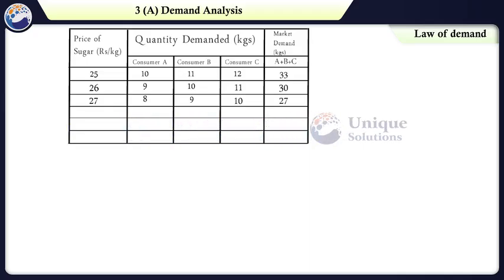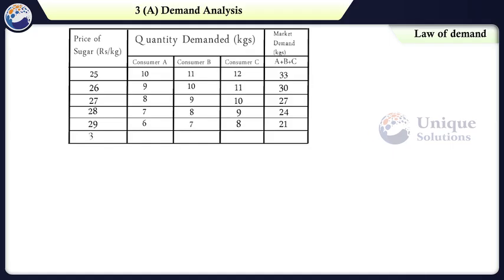Price of sugar is 28 rupees per kg. Quantity demanded in kg for consumer A is 7, for consumer B is 8, for consumer C is 9. So A plus B plus C would be 24 kgs. Price of sugar is 29 rupees per kg. For consumer A, quantity demanded in kgs would be 6. For consumer B, it would be 7. And for consumer C, 8 kgs. So market demand in kgs, A plus B plus C, is 21.